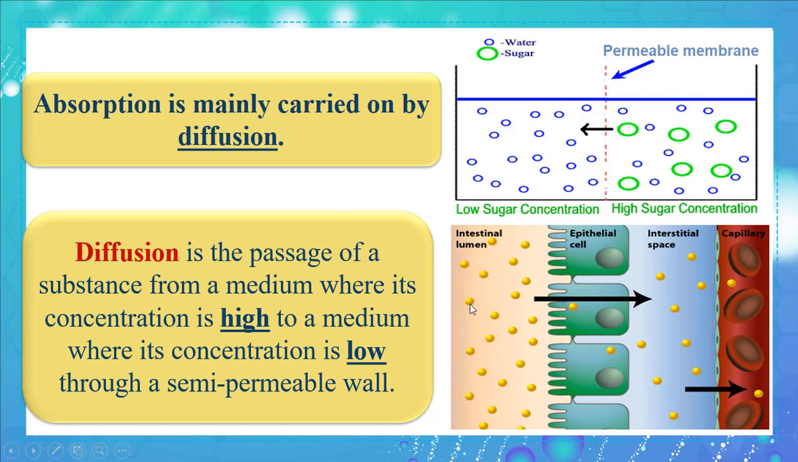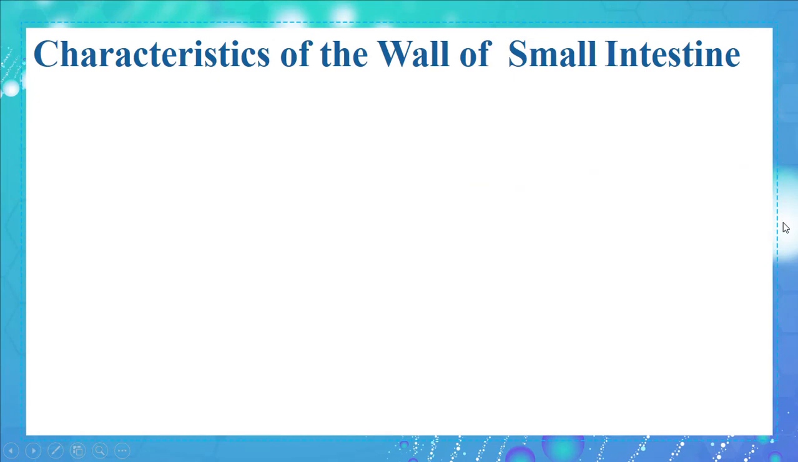The concentration of the nutrients in the small intestine is much greater than their concentration in blood and lymph. Then, by diffusion, the nutrients will pass from the small intestine into the blood or into the lymph. The intestinal wall is an exchange surface that's well adapted to its function.